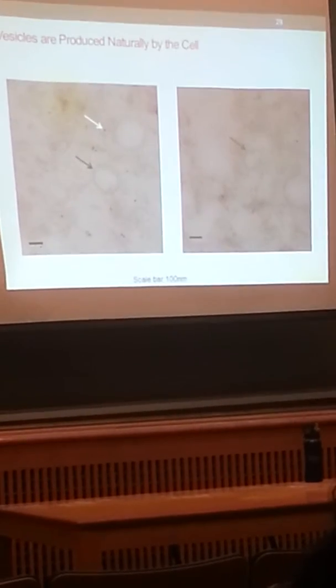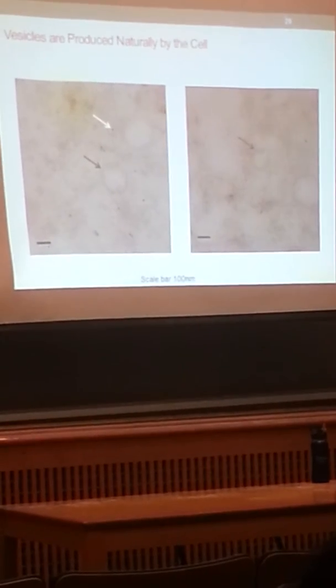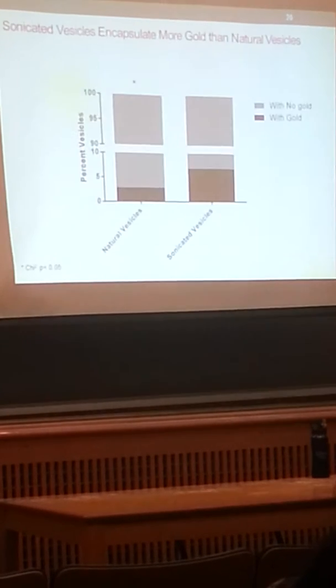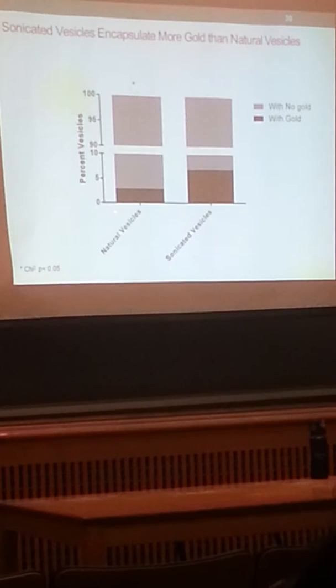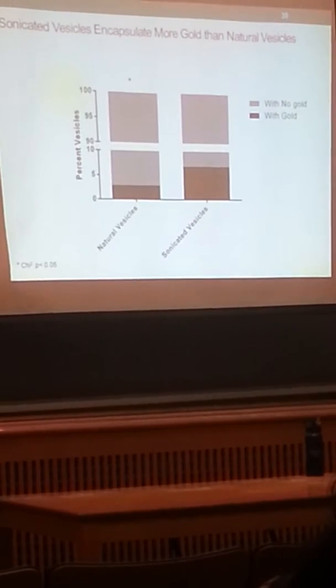So I went into a lot of pictures of both the sonicated and natural preparations and counted the number of vesicles that had gold in them and the number of vesicles that didn't. And so I get something like this. Natural vesicles have a very, very small percentage of them with the gold inside. There's going to be some error, so you're going to have that.